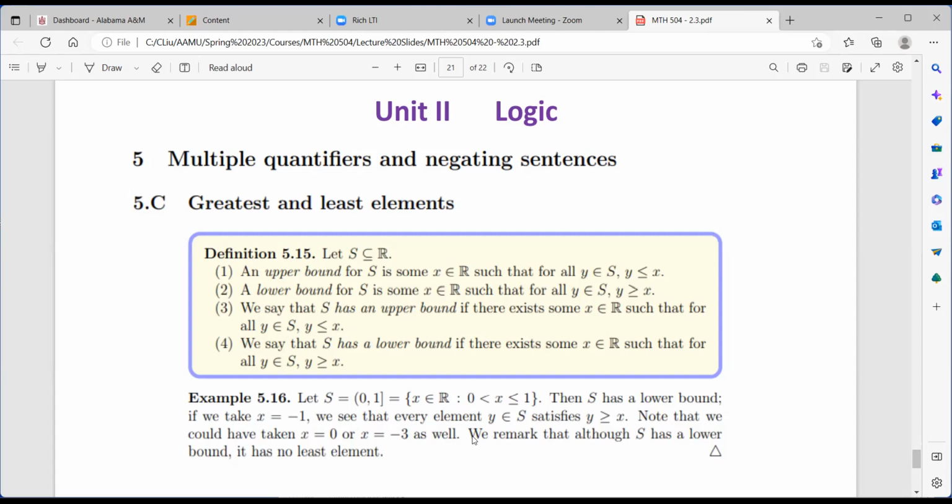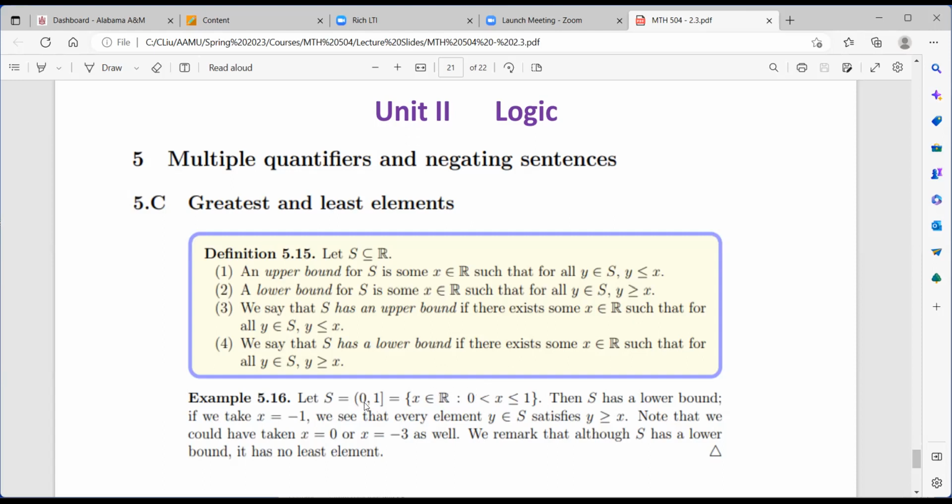But the point is, it does not have a least element. It has a lower bound. You can easily find a lower bound, but it does not have a least element. It does not have a number in the set that is the smallest number in the set, right?